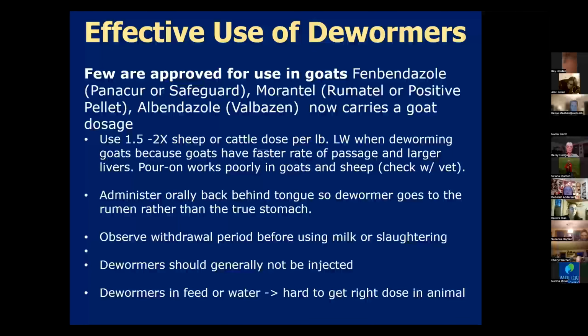And then dewormers in your feed or water, the big problem with those, and it's the same with your coccidiostats in the water, is it's hard to make sure that each animal got the right dosage. So that's why we often like to give them orally directly into the mouth of the animal. Next slide.